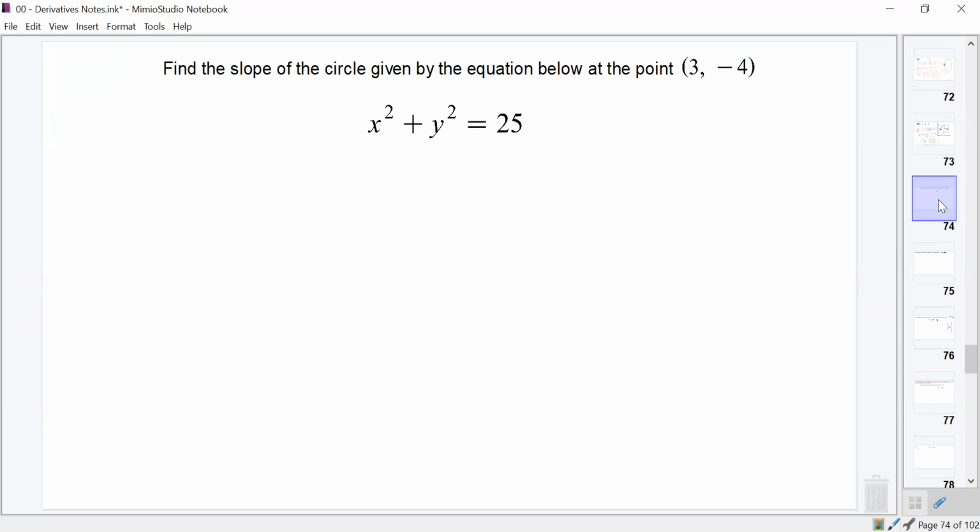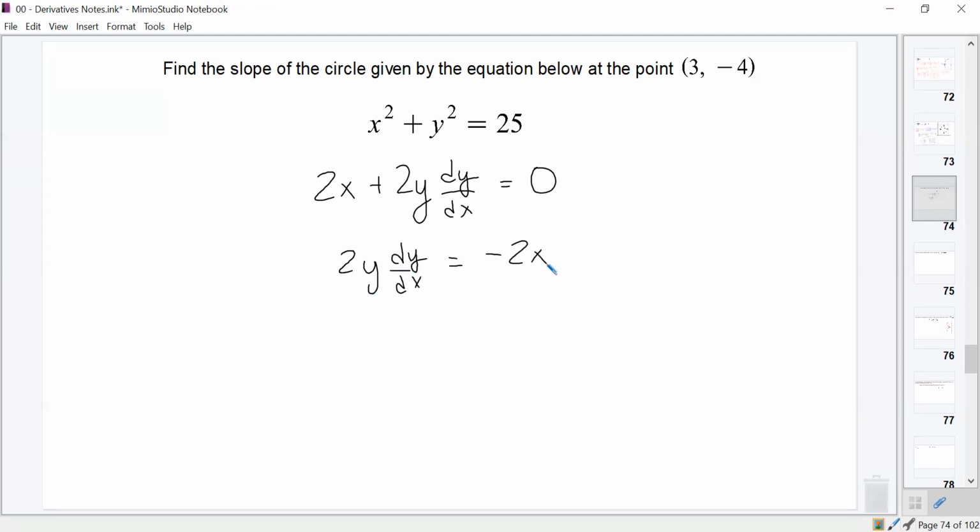To find the slope of the circle at (3, -4), we'll just need to use implicit differentiation. So we'll take the derivative of x squared with respect to x and the derivative of y squared with respect to x, meaning that we take the derivative of the y squared with respect to y and then multiply it by dy/dx. And we take the derivative of the constant 25 to get 0. So we have 2y dy/dx is equal to negative 2x, or dy/dx is equal to negative 2x over 2y, or just negative x over y.